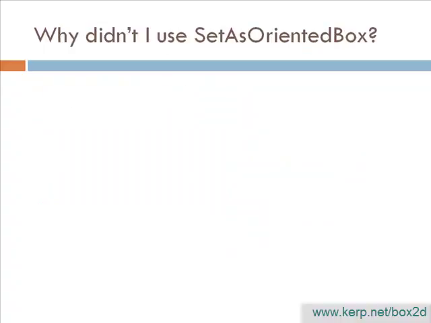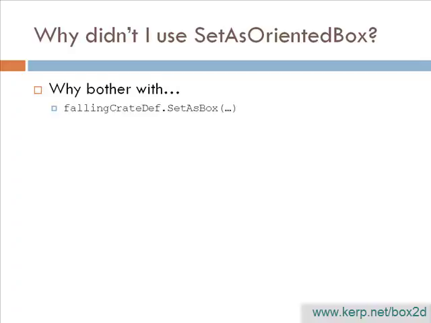One question that you may or may not have is, why didn't I use set as oriented box when I created my crate that I wanted tilted at 30 degrees? So for example, when I created my falling crate, first I set it as a box, and then later I took the body definition and I set the angle to something like 30 degrees.